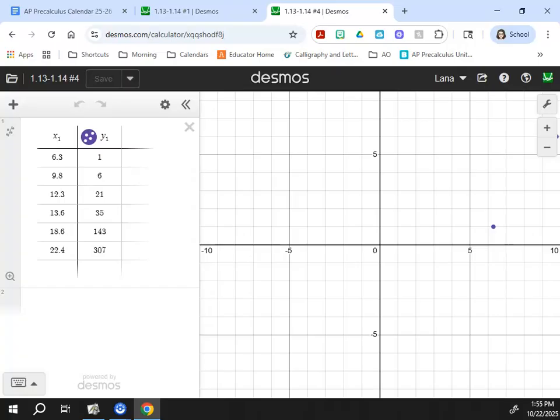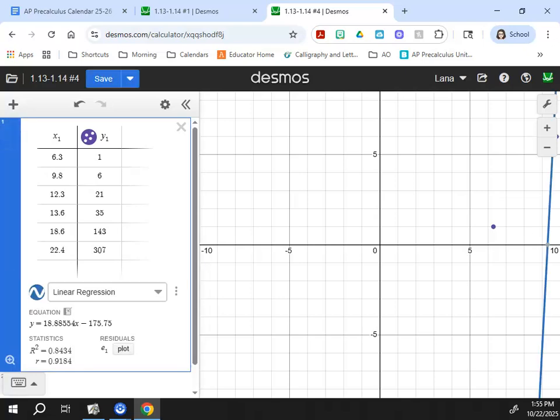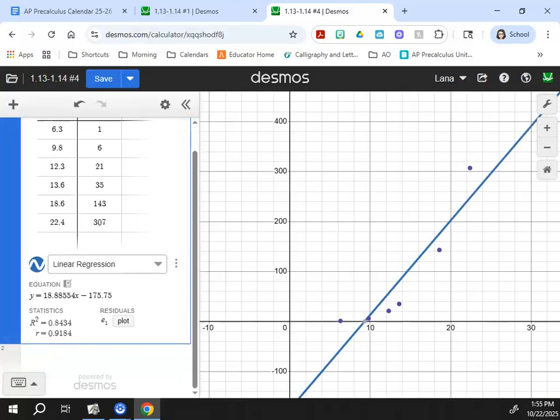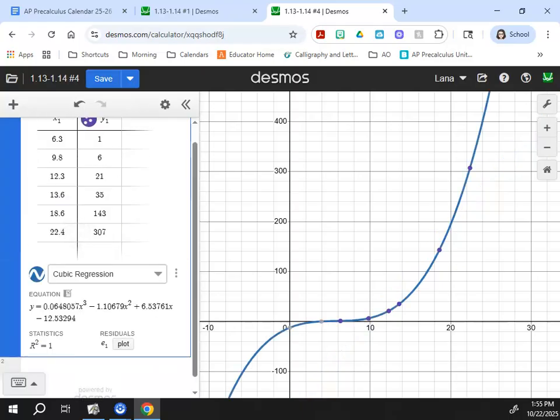All right. Once we get it typed in, do we know what kind of regression we want? Yes. We hit that little thing. Remember, your default is linear. So it's going to give you linear no matter what. So you have to change it to whatever you want, which is cubic.